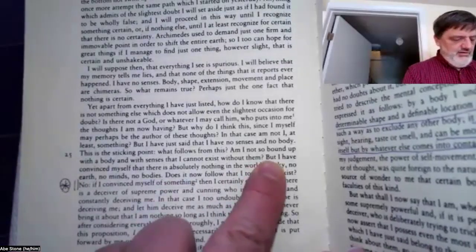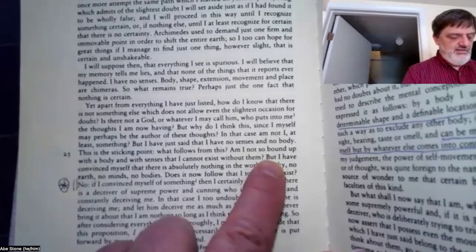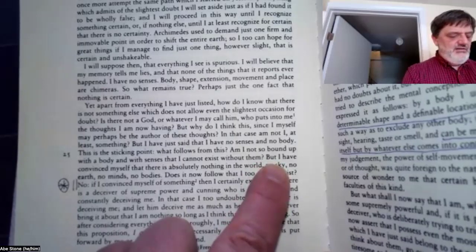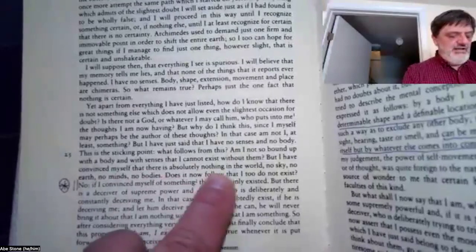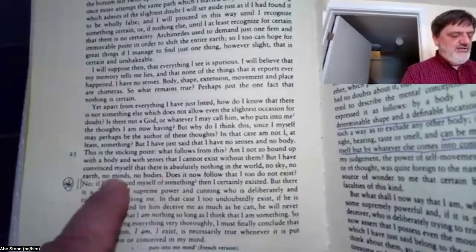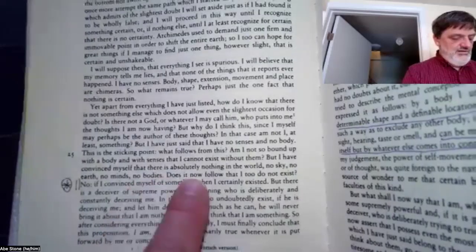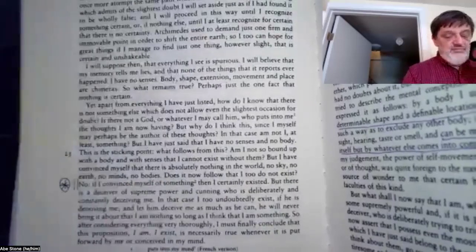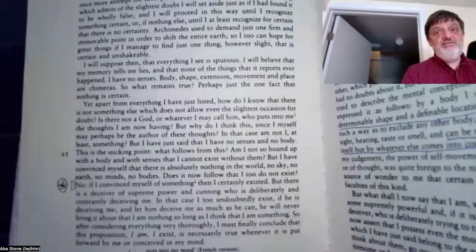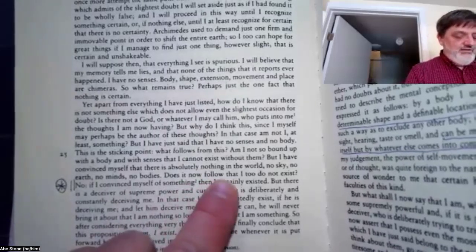Let me start up here. This is after Descartes' character, the meditator, has just finished casting doubt on everything, and then has said, well, don't I at least exist? Answer: but I have convinced myself that there is absolutely nothing in the world, no sky, no earth, no minds, no bodies. That is, no object of inner sense and no object of outer sense. Does it now follow? In other words, we're at a point where we're doubting and therefore abstracting from the presence of any object of our actual senses in any case. Does it now follow that I too do not exist?